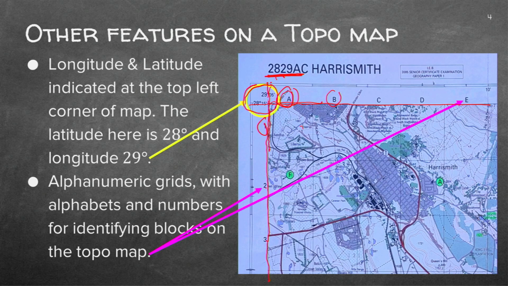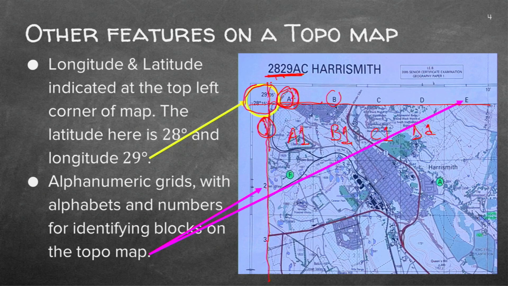So, for example, this block here will be A1. Why is that A1? Because it is A and 1. Remember, it is called alphanumeric grids. And so this block is A1. This block will be B1. Okay? That block C1. That block D1.